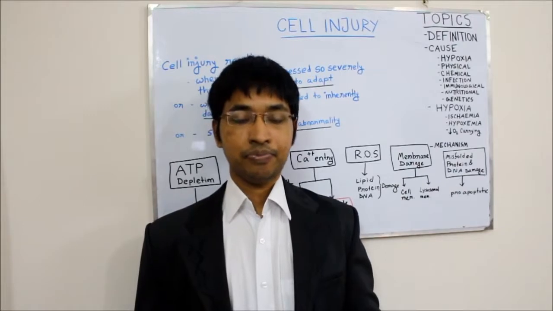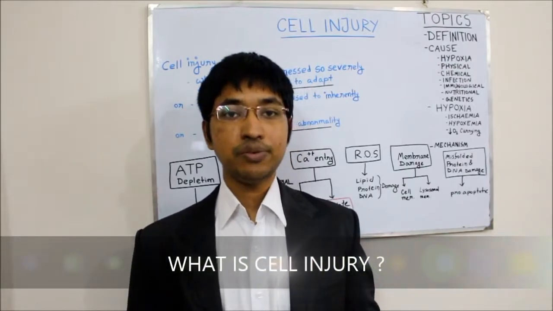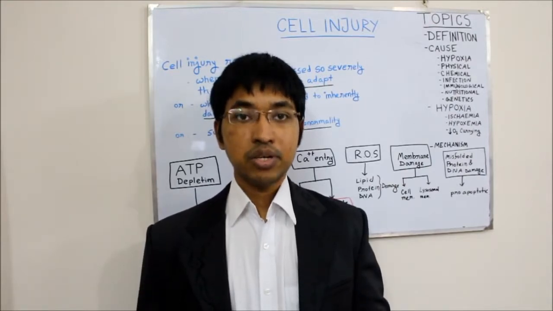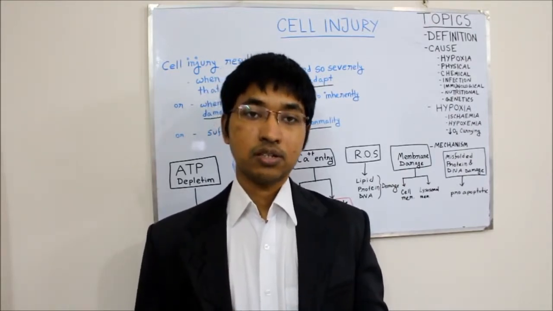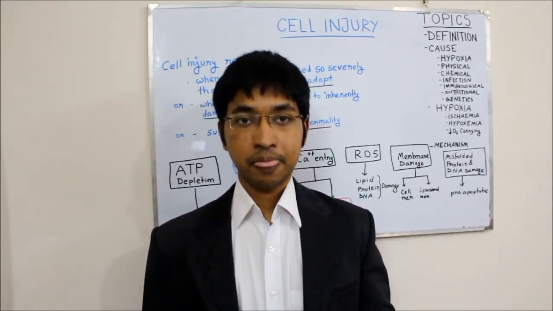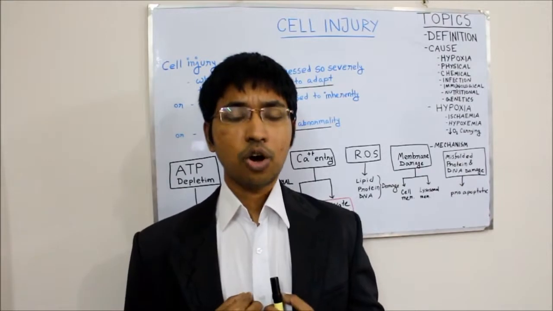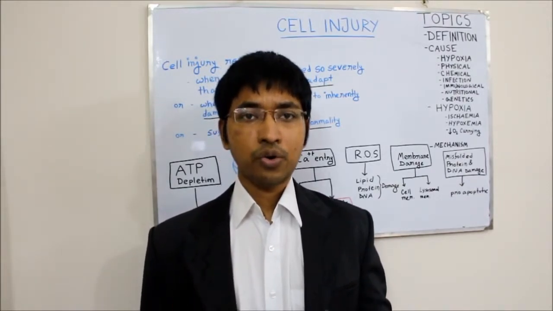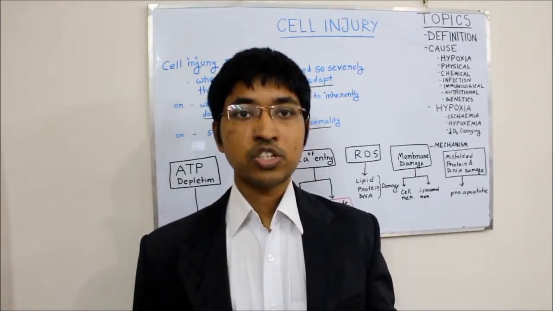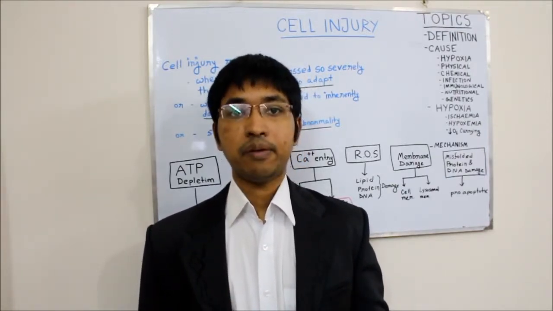Okay, so let's begin. First question, what is cell injury? To understand cell injury, first you have to know another term, that is cellular adaptation, because cell injury occurs when cellular adaptation is not possible or is failing. So what is cellular adaptation? Always remember, the cells of our body have a capacity to respond to stressful conditions by changing themselves. That is known as cellular adaptation.